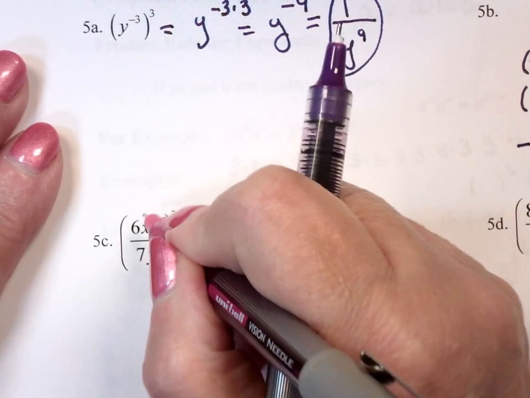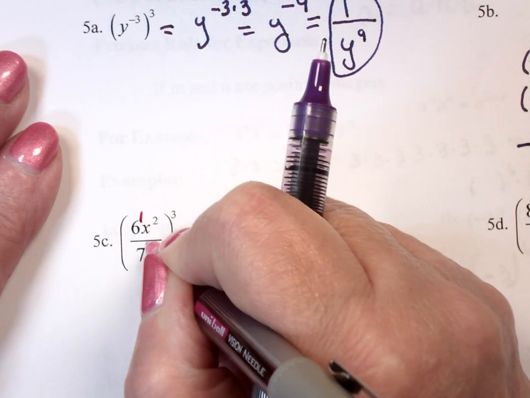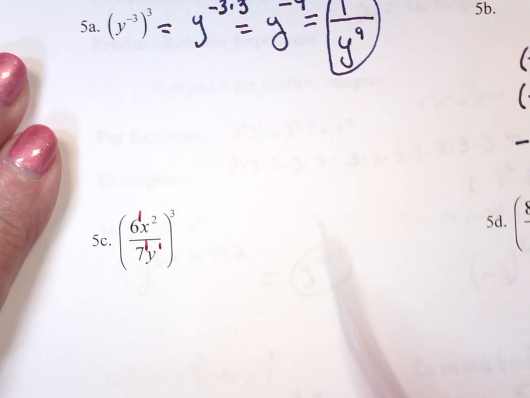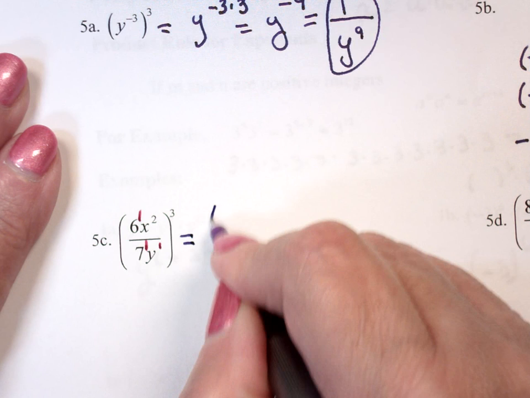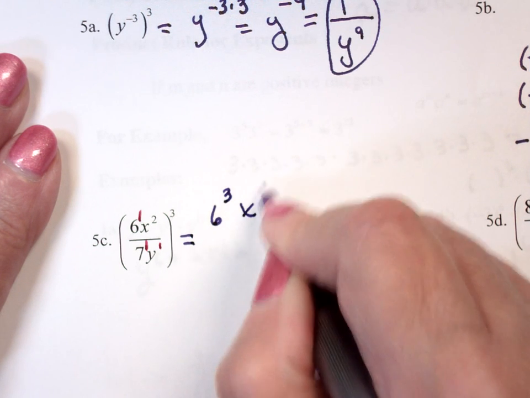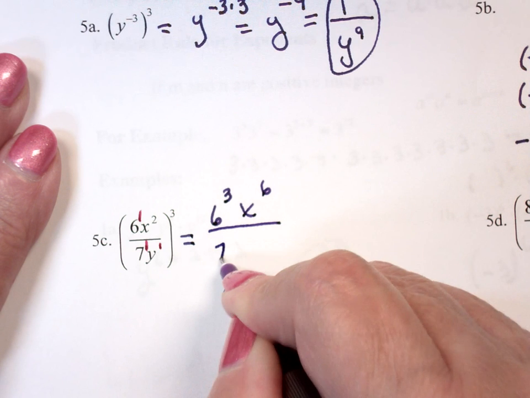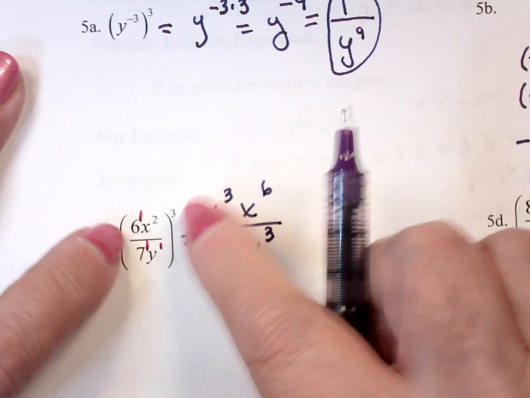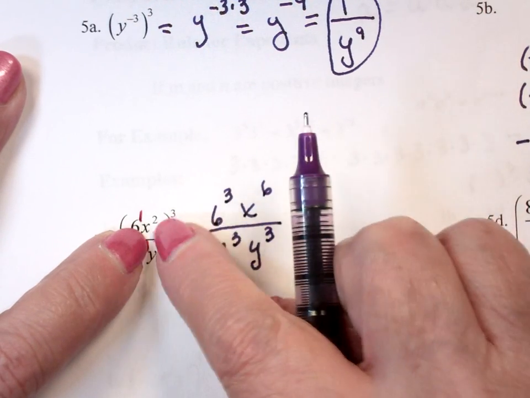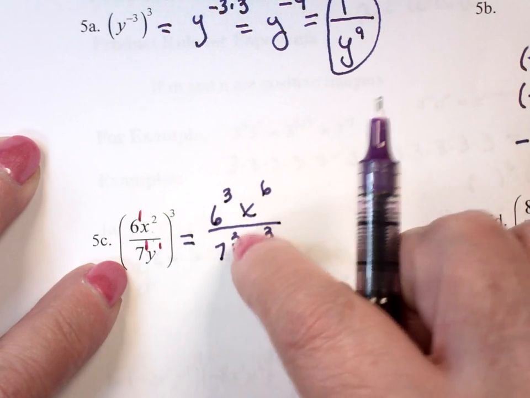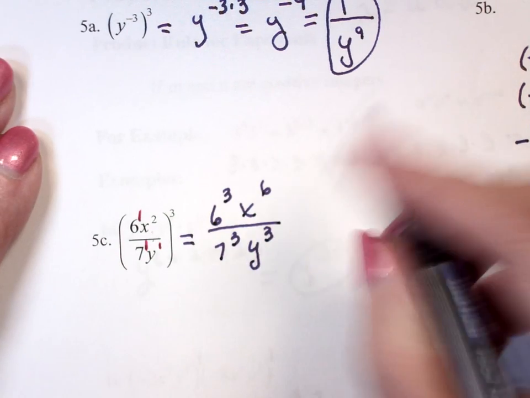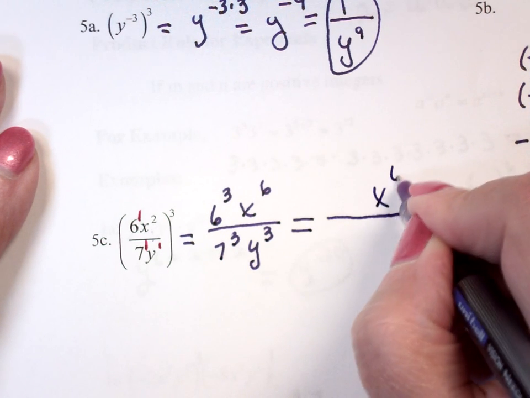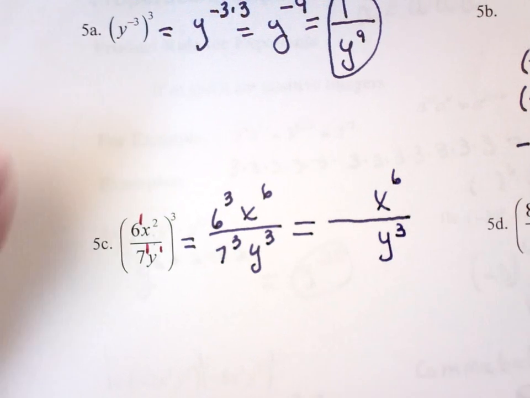First thing I do is I go in and make sure everybody has an exponent. 6 has an exponent of 1, 7 has an exponent of 1, y has an exponent of 1. This is going to be 6 to the 3, x to the 6, 7 to the 3, y to the 3. So 3 times 1 is 3, 3 times 2 is 6, 3 times 1 is 3, 3 times 1 is 3.